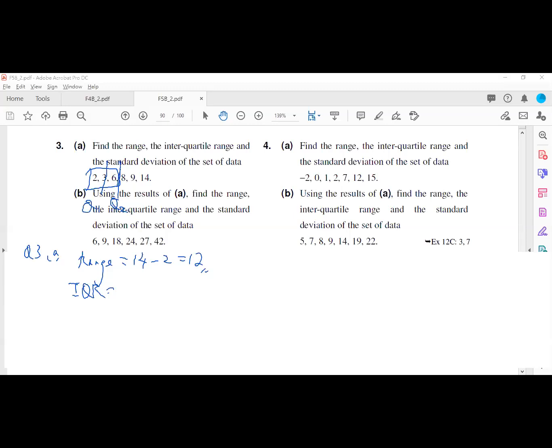And then how about Q3? For the larger part, again, we need to cut in the middle position. And this time, because there are 3 data, so the middle position will be exactly on the data 9. Okay, so 9 is equal to Q3, or Q3 is 9. Okay, so interquartile range, IQR, is equal to Q3 minus Q1, that is 9 minus 3. That is equal to 6.